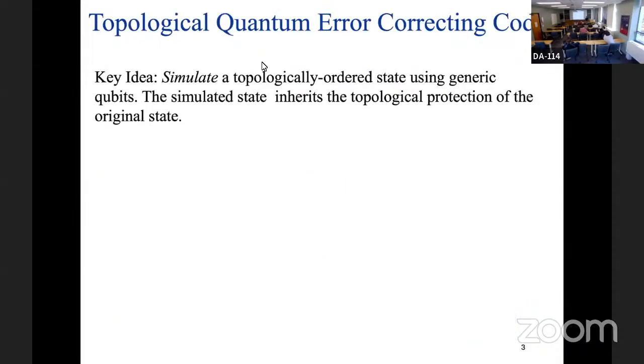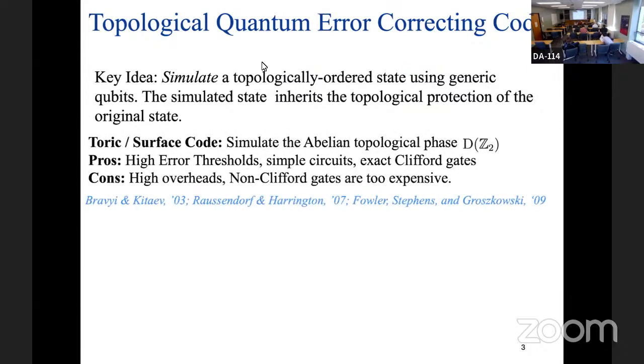So now let's talk about this second approach a bit more. Again, the key idea is to effectively simulate a topologically ordered state using generic qubits. Then this simulated state inherits the topological protection of the original model. That's the basic idea of these codes. One very famous example of this approach is the toric code, or the surface code more generally, where the underlying topological order is an Abelian phase. I'm sure that you've heard a lot about this code.